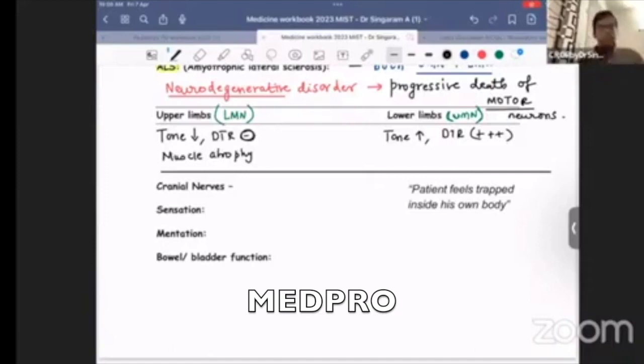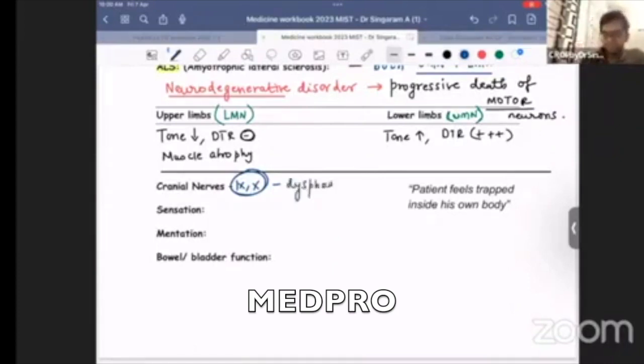Now, what are the other areas where you can have problems? I told you the concept of UMN and LMN applies to cranial nerves also. So cranial nerves also can be affected, and predominantly the 9th and 10th cranial nerves are affected. What are the 9th and 10th cranial nerves? Glossopharyngeal nerve and the vagus nerve, which are concerned with the nasopharynx, oropharynx, larynx. All those areas will have a problem. So what manifestation typically can they have? They can have difficulty in swallowing. What is that? Dysphagia can be present.